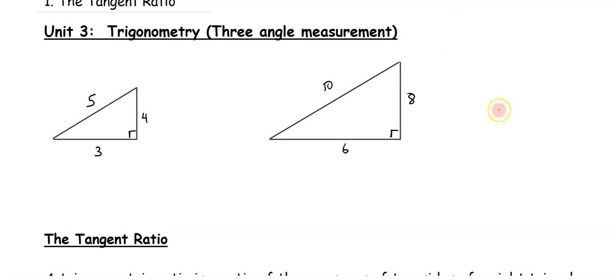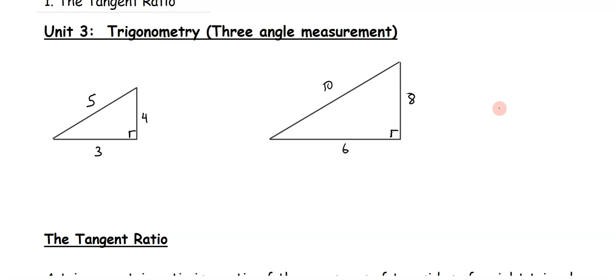In today's lesson, we are going to begin our trigonometry unit. The trigonometry unit involves three angle measurements. So we're going to be looking at triangles because we have three angles, right, in triangles. And more specifically, in this year, we are only going to be looking at right triangles. We're going to be looking at triangles that have a 90-degree angle.